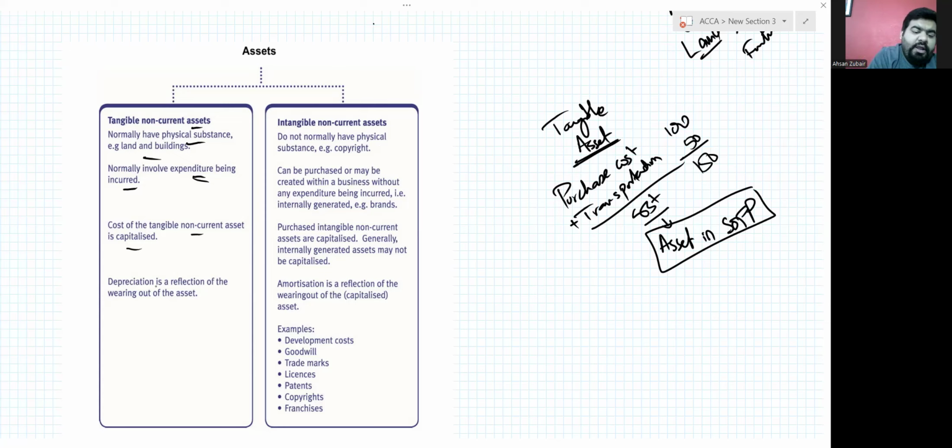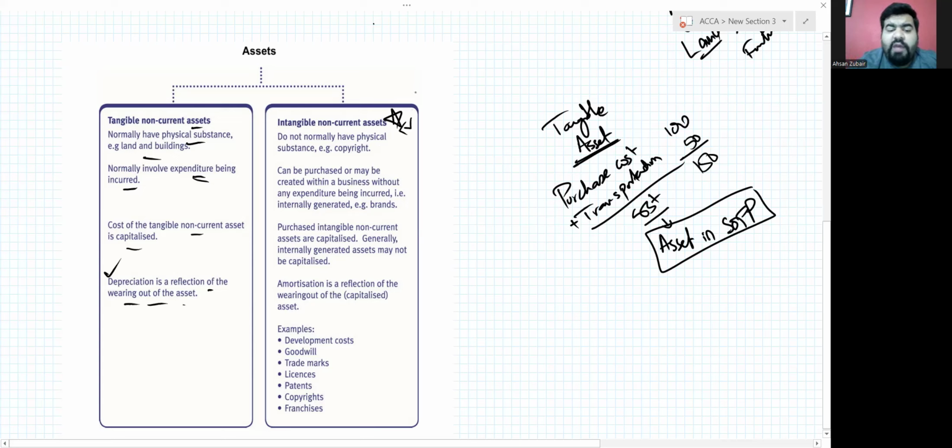Depreciation is a reflection of wearing out the asset. When you are using the asset, it is being depreciated on a daily basis. Whenever the asset is being used, you have to charge depreciation. That is for tangible assets. But for intangible assets, because this is our topic, we will focus on these points more.